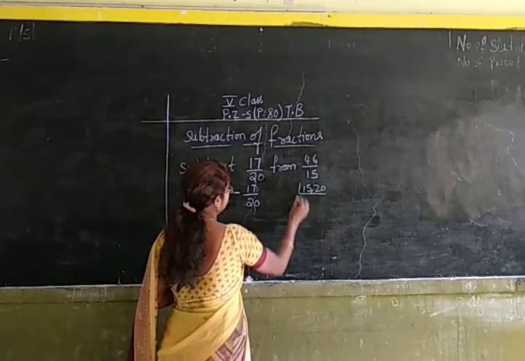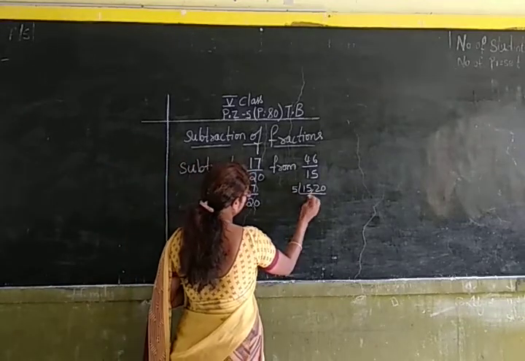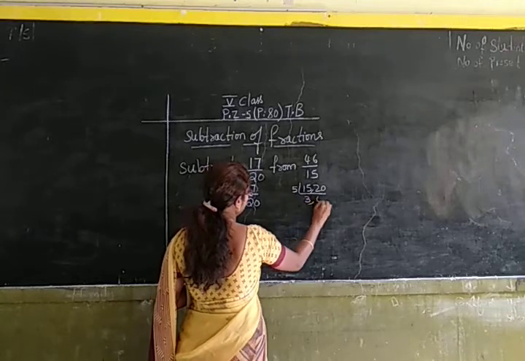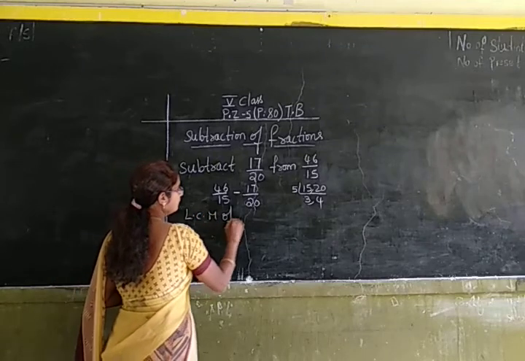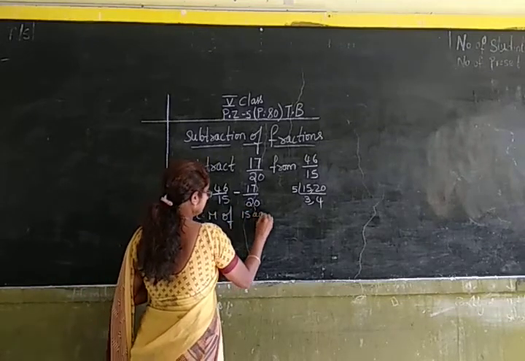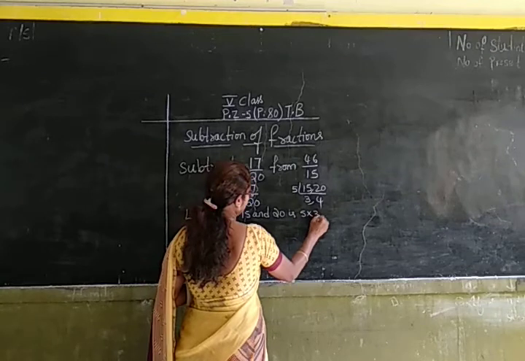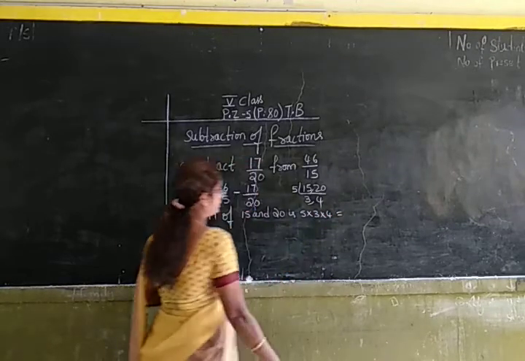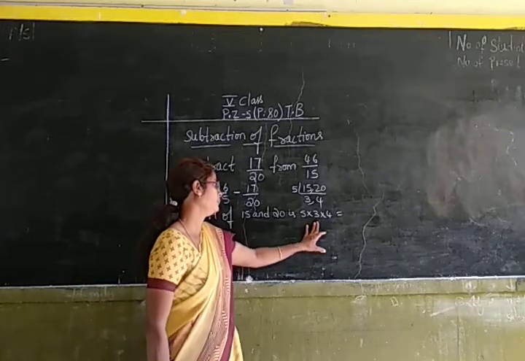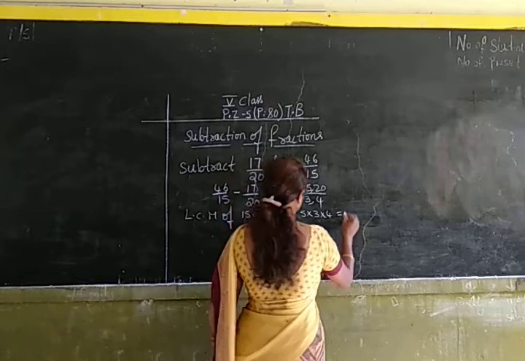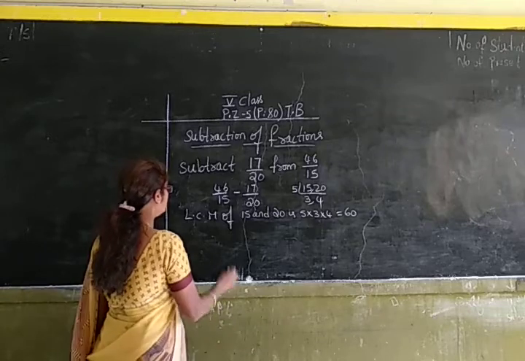15 and 20 are in the 5 table. 5 goes in 15 3 times. 5 goes in 20 4 times. So the LCM of 15 and 20 is 5 into 3 into 4. 5 threes are 15, and 15 fours are 60. So 60 is the LCM.